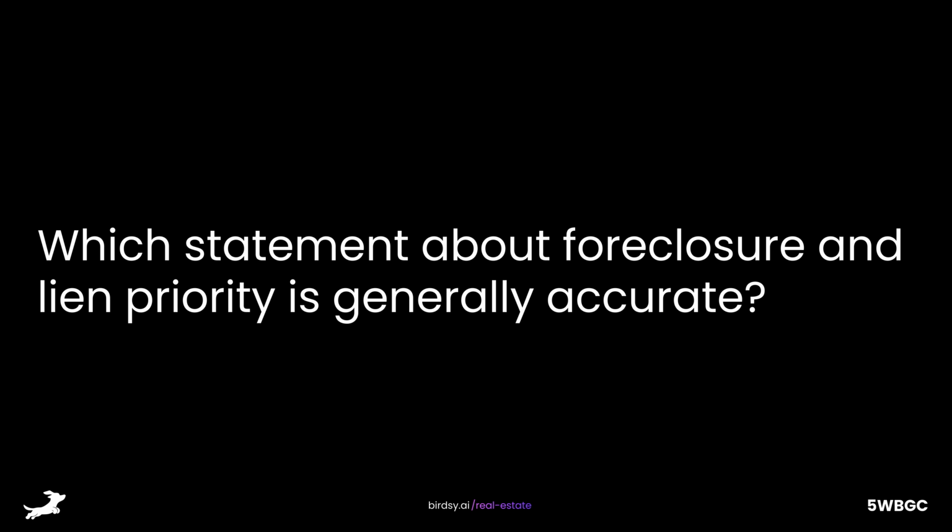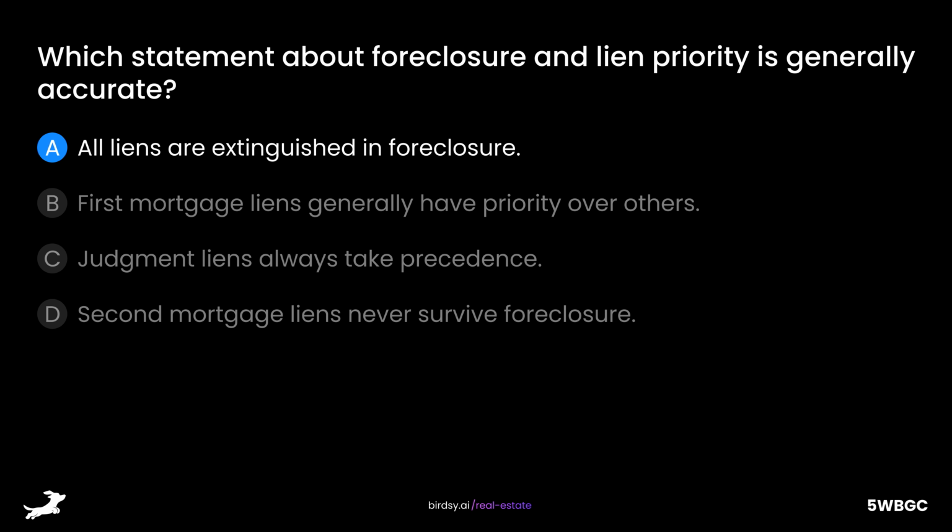Which statement about foreclosure and lien priority is generally accurate? Is it A, all liens are extinguished in foreclosure, B, first mortgage liens generally have priority over others, C, judgment liens always take precedence, or D, second mortgage liens never survive foreclosure? The answer is B, first mortgage liens generally have priority over others.